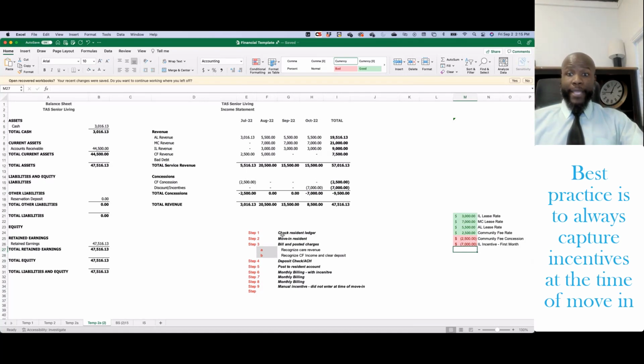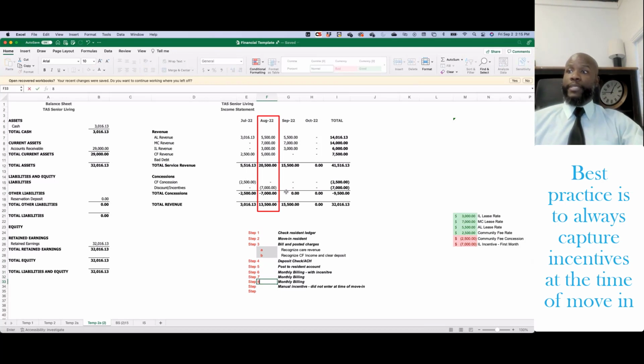Now, again, going back to recording at the time of move-in, right? If that memory care resident moved in August, the accounting system, the property management system, allows you to go ahead and put that in the queue. So when we do the billing, if this incentive did read, hey, third month free, then when we do the billing, this is how it really would be captured.